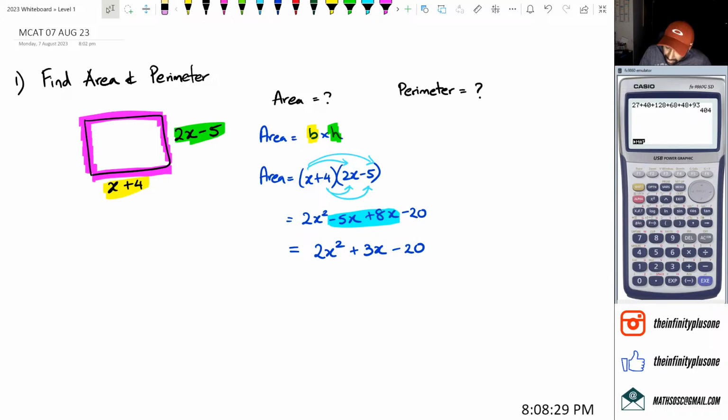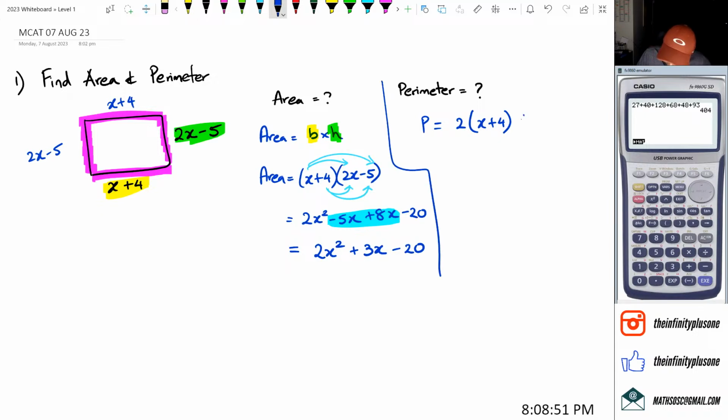So with perimeter, what we're going to do is we've actually got two of those x plus 4s, because remember, you've got x plus 4 at the top, and then you've got 2x minus 5 on the left hand side. So that means your perimeter is going to be 2 times x plus 4, just going to separate that, plus 2 times 2x minus 5.